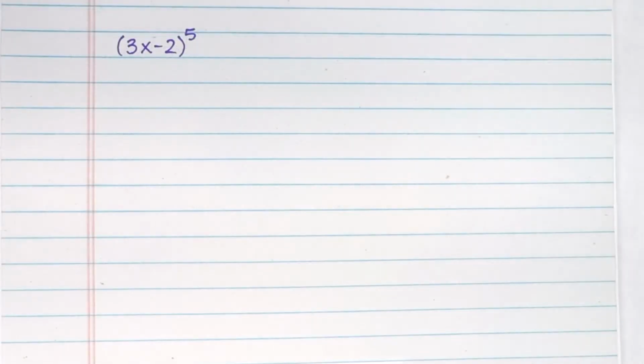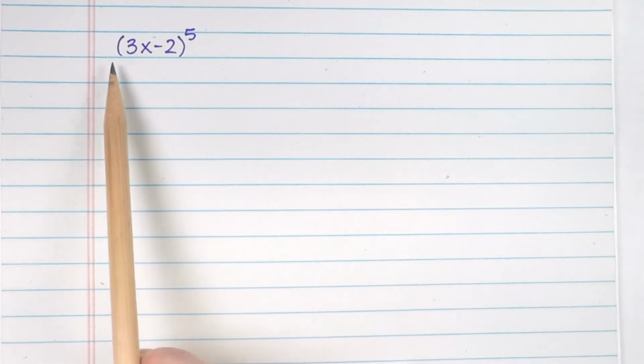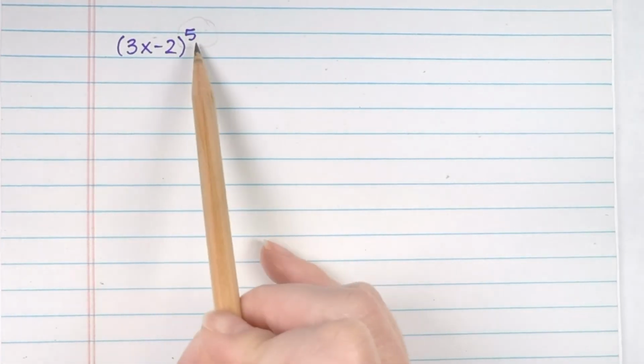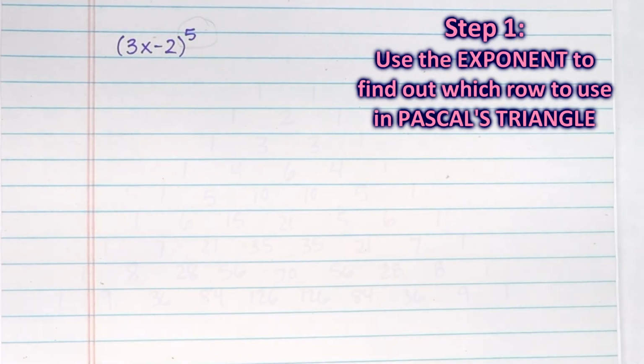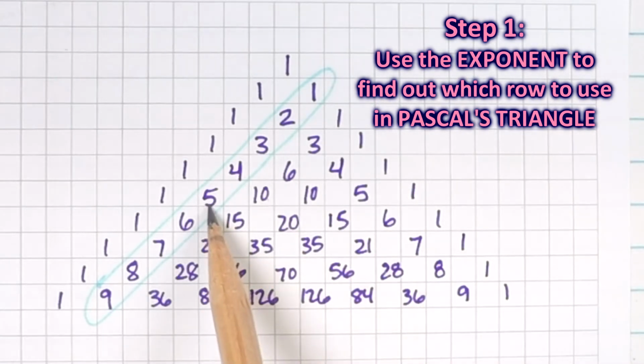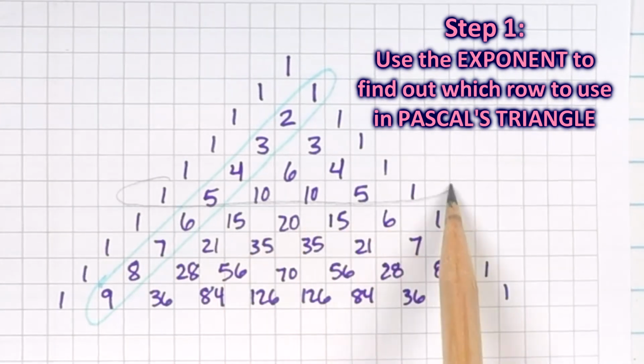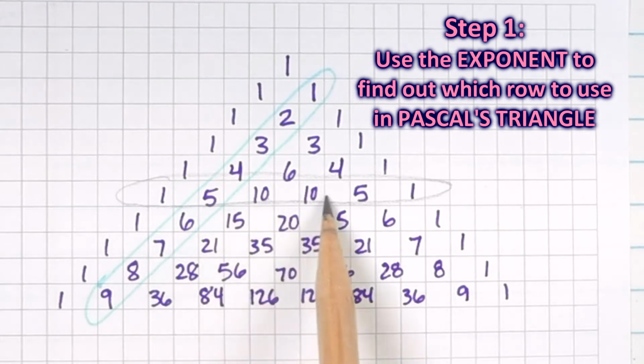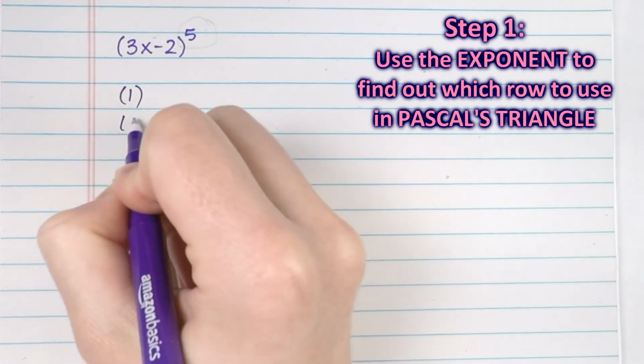Let's do one a little more difficult step by step. So this time we have 3x minus 2 to the fifth power. The exponent's 5. So if we look at Pascal's triangle, here in the diagonal, 5 shows up in this row. So this is the row we're going to use to get our coefficients. This 1, 5, 10, 10, 5, 1. So let's write those vertically.